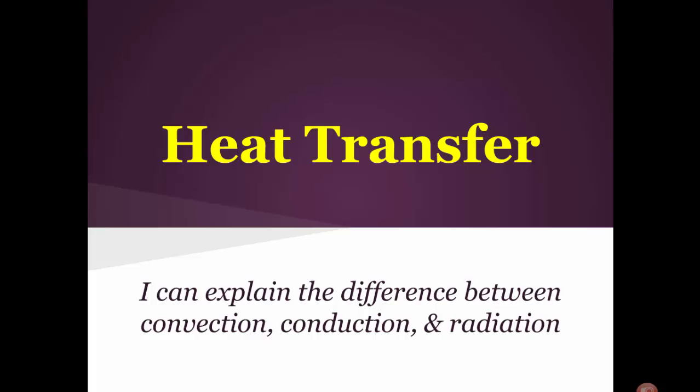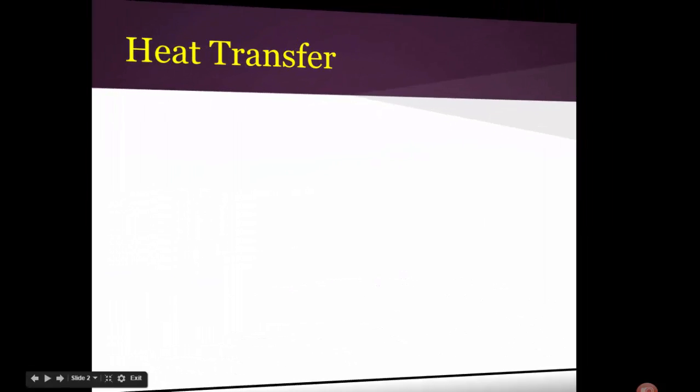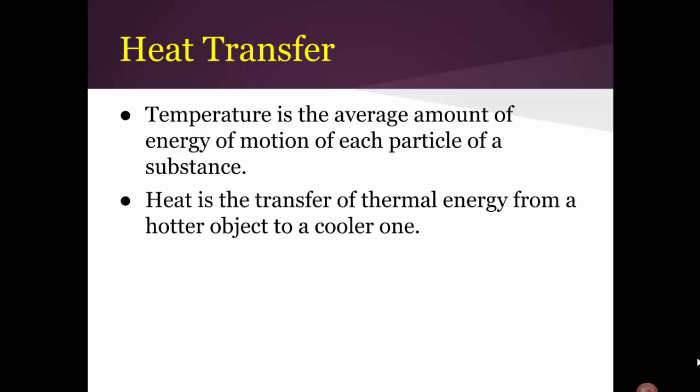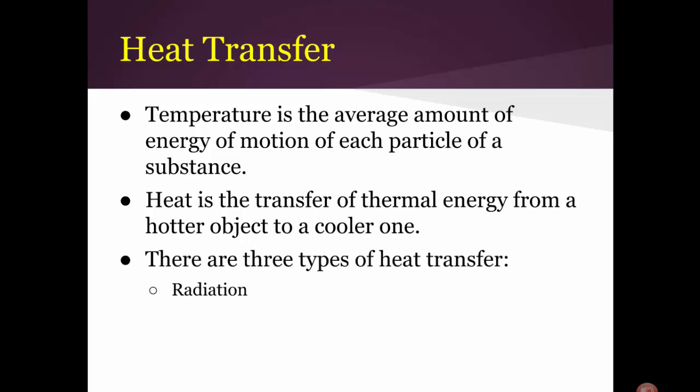At a conference today, but I wanted to make sure that you guys got some information on our new topic. I can explain the difference between convection, conduction, and radiation. A couple things we need to know about heat transfer. Temperature is the average amount of energy of motion of each particle of a substance. Heat is transferred from a warmer object to a cooler object. Three different types that we've studied: radiation, conduction, and convection.